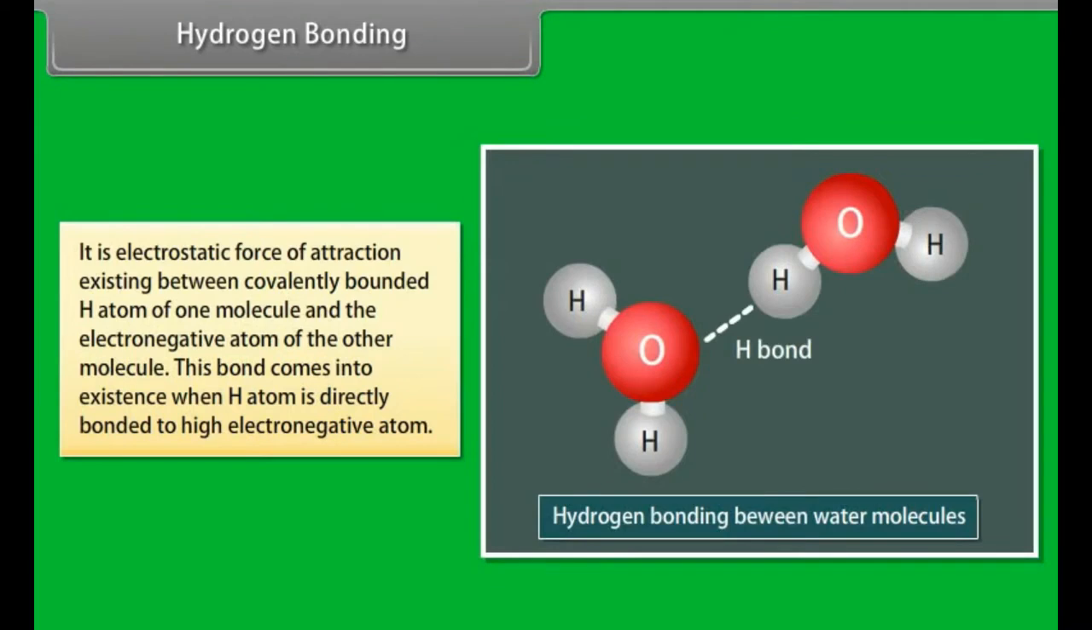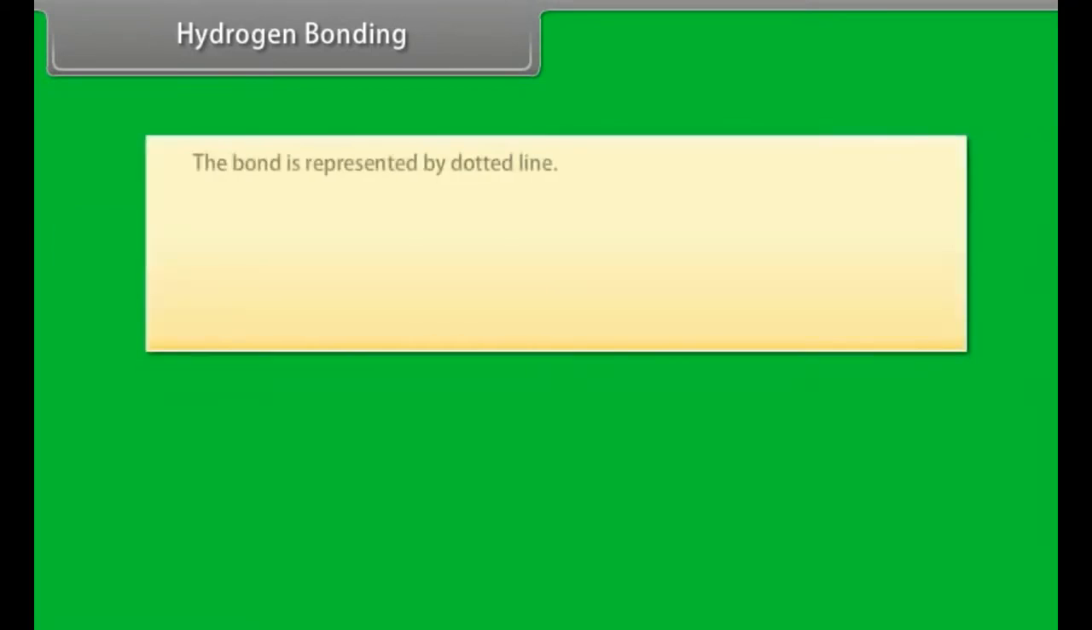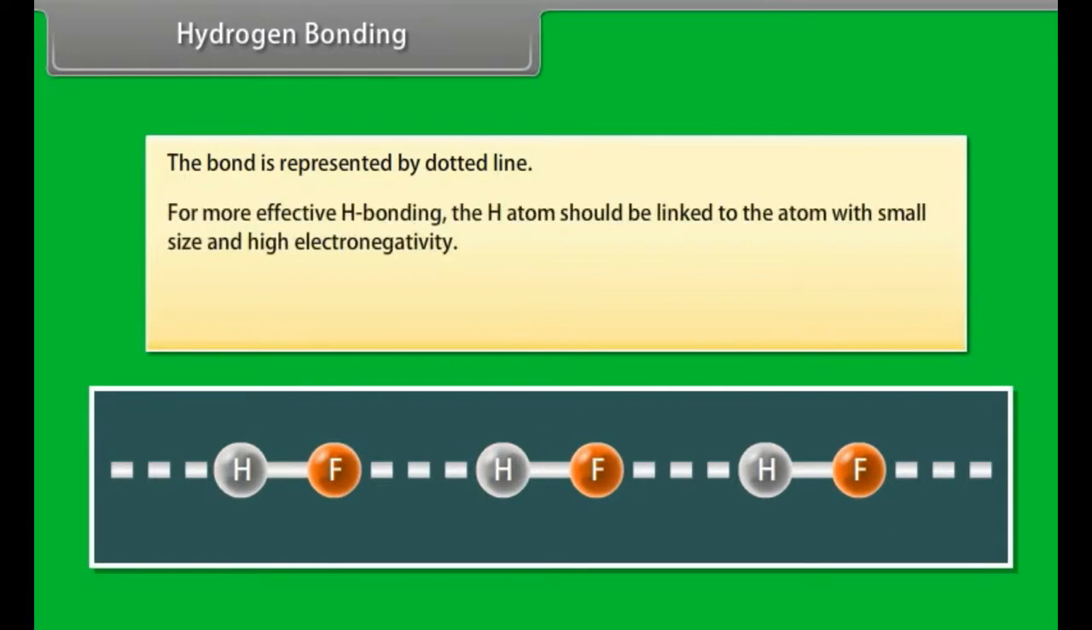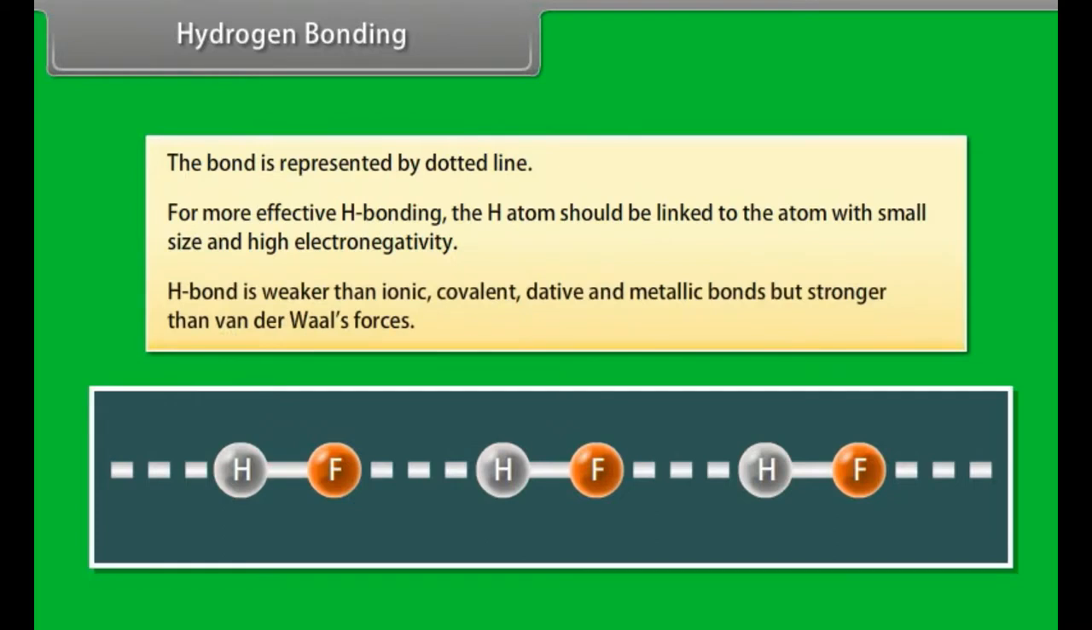Hydrogen bonding. It is the electrostatic force of attraction existing between the covalently bonded hydrogen atom of one molecule and the electronegative atom of the other molecule. This bond comes into existence when a hydrogen atom is directly bonded to a highly electronegative atom. The bond is represented by a dotted line. For more effective hydrogen bonding, the hydrogen atom should be linked to the atom with small size and high electronegativity. Hydrogen bond is weaker than ionic, covalent, dative and metallic bonds, but stronger than van der Waals forces.